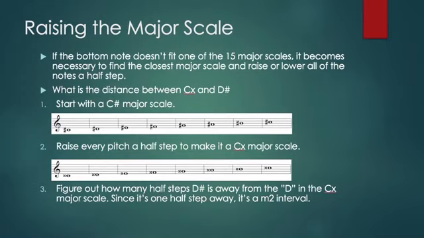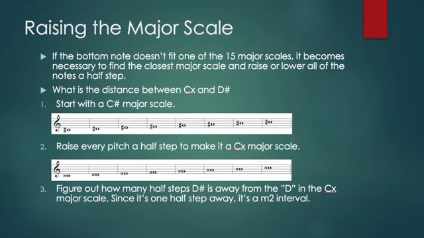Now I can figure out whether or not D sharp is in the key of C sharp, our theoretical key. So we go from C sharp to D, and it just happens to be a D double sharp. Well, that's not a D sharp. D sharp is actually a half step lower than that D double sharp, which means this is a minor second, because in order for this to be a major second, it would have to be C double sharp to D double sharp.